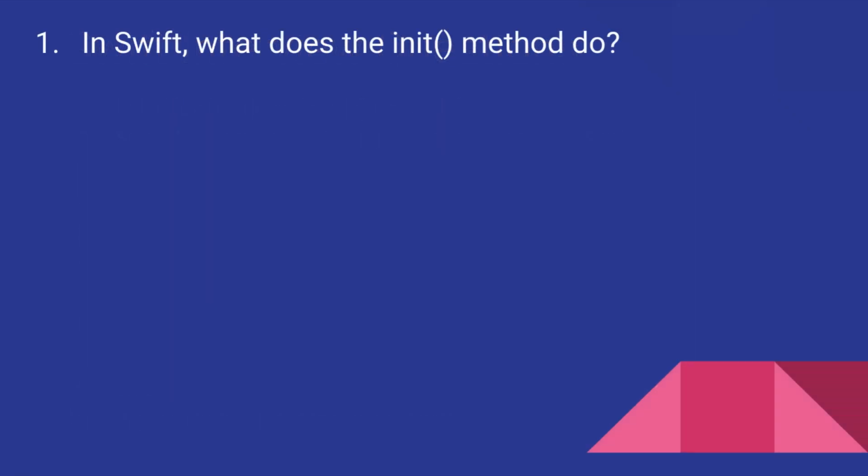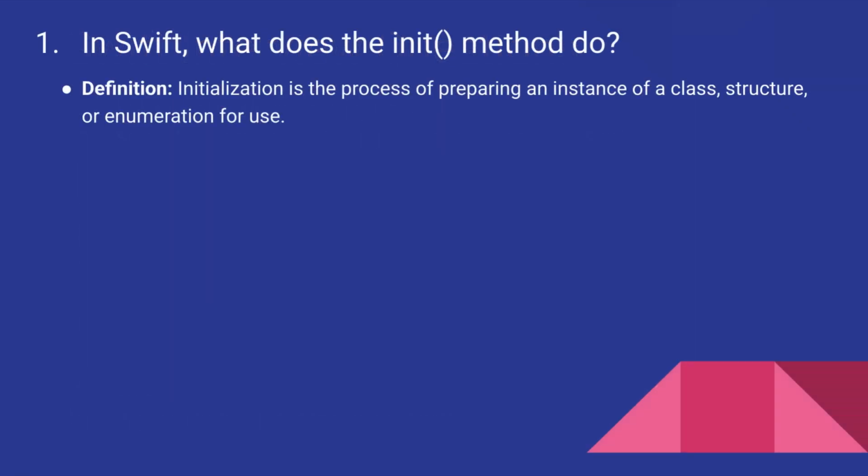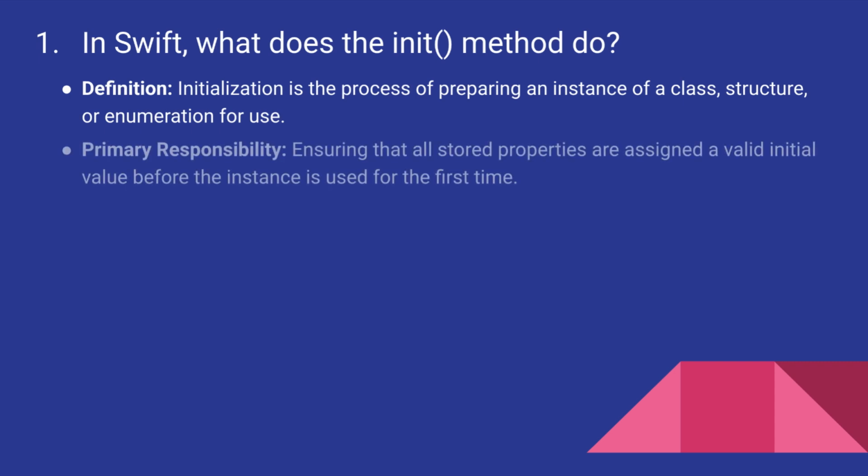In Swift, what does the init method do? At its core, initialization is the mandatory process of preparing an instance of a class, structure, or enumeration so it's actually ready for use in your application. Its absolute primary responsibility under the hood comes down to safety. The initializer guarantees that every single stored property on that type is assigned a valid initial value before any other part of your code can touch it.